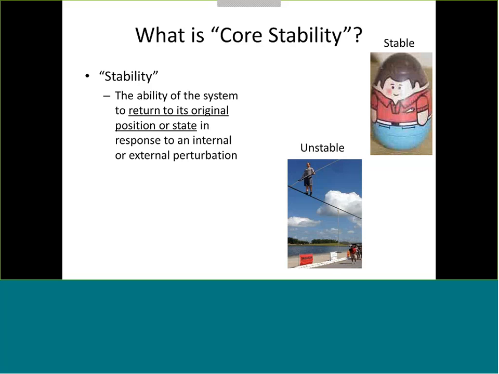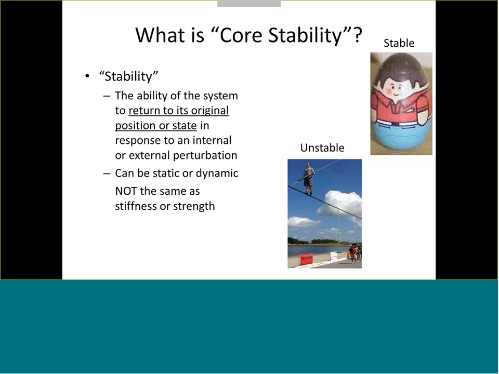Now it's important to notice that I've got position or state. So this can be either static or dynamic. In the Weeble Wobble case, it's a static state. But if somebody is running in a straight line and they get a perturbation by somebody bumping them, say during a race, what is their ability to return to their original velocity and direction that they were going? That would be a sort of dynamic case of having stability.